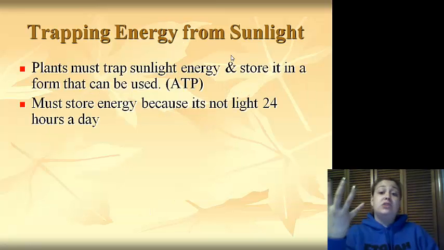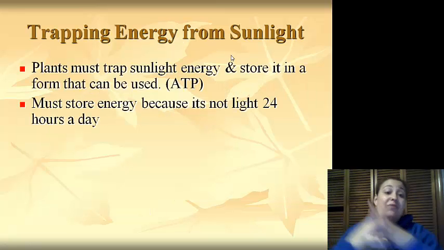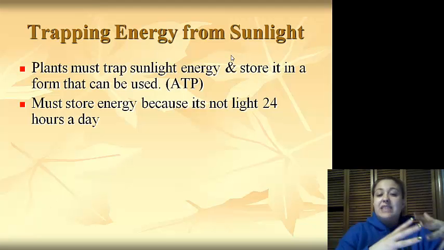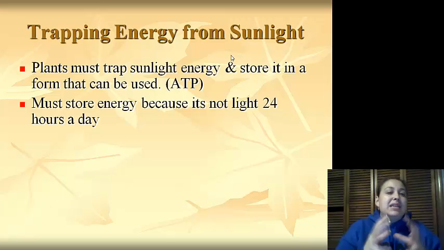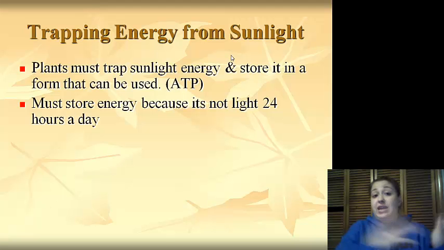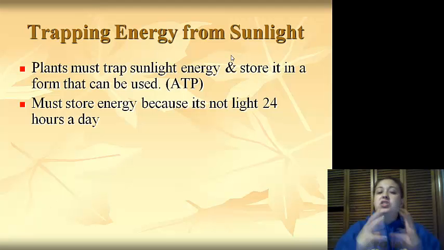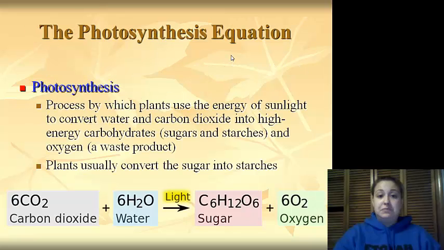Plants must trap the energy from sunlight and store it in the form of ATP. Now then they take that and convert it into sugars. Now it must be stored energy because it's not light out all the time, so we can't use the light reaction to create ATP all the time. We must store it somewhere, and we store it during the dark reaction.